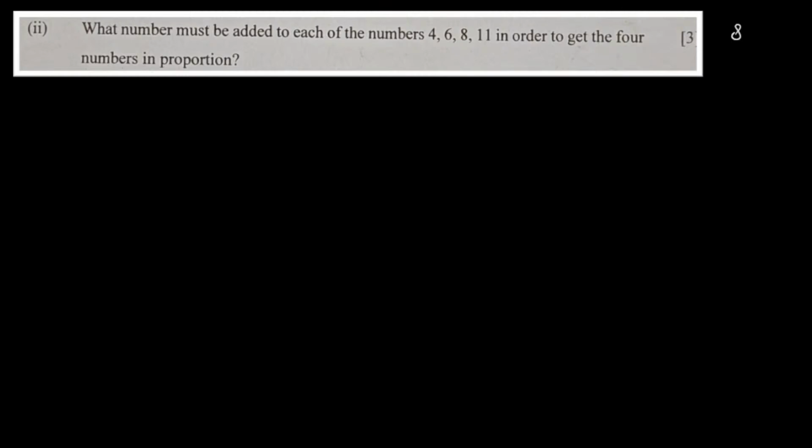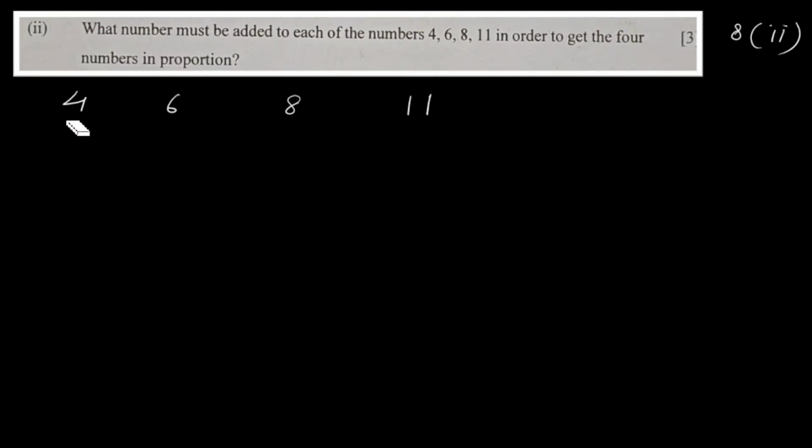Question number 8, second part. What must be added to each of the numbers in order to get the four numbers in proportion? So this is the question of ratio and proportion. So four numbers are there. The numbers are 4, 6, 8 and 10. Till now they are not in proportion, but we have to add something to these numbers. Then they will become proportional to each other.